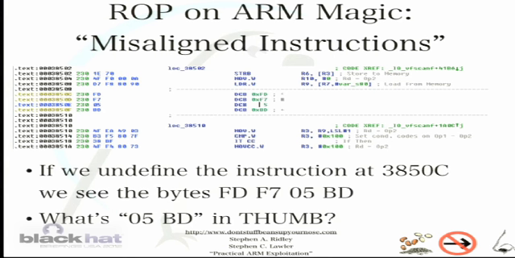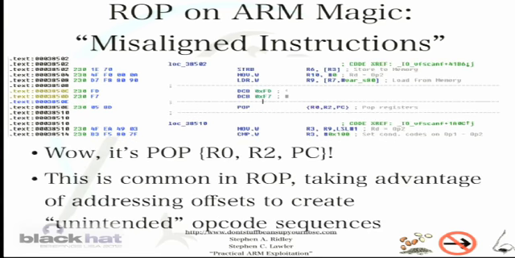But what if we branched to 3050E? Excuse me, 3050F, because we would want the processor to be in Thumb mode when it got there. We'd branch to 3050F, raising it by one, and the processor would go, sweet, the low bit is set, I will branch to 3050E and switch myself into Thumb mode. And what do you get? Booyah, you get pop R0, R2 PC. That's how you get cool gadgets on ARM.